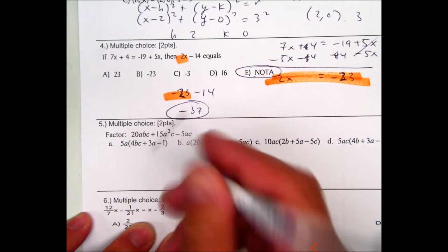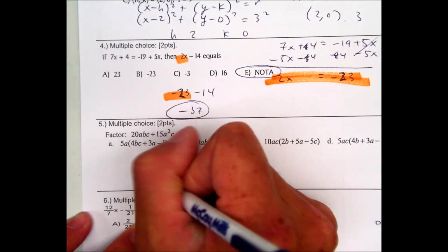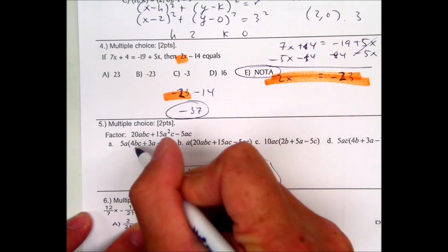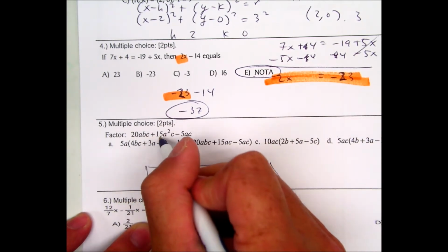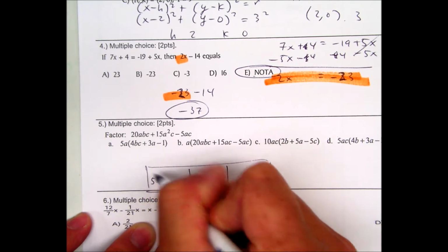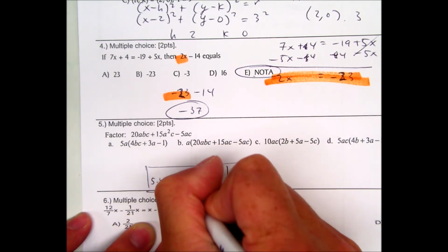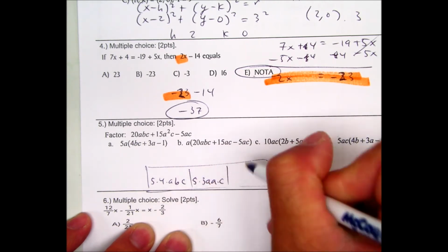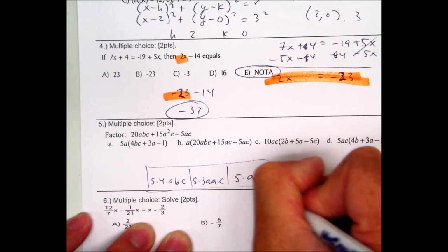This one tells me to factor. So if you want, you can put this in a box. Shows you all the common factors. So I look ahead, I notice that I have a bunch of 5s, so I'm going to do 5 times 4, not 2 times 10, A, B, and C. And then 5 times 3, A times C, and then 5 times A times C.